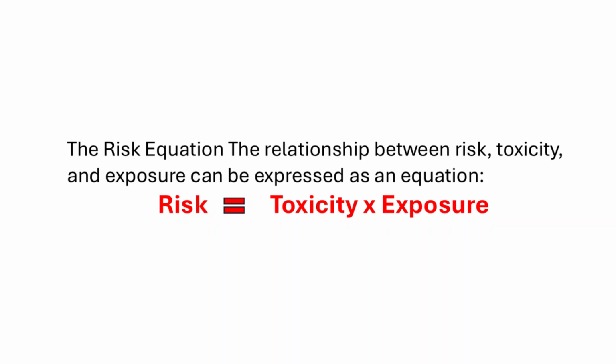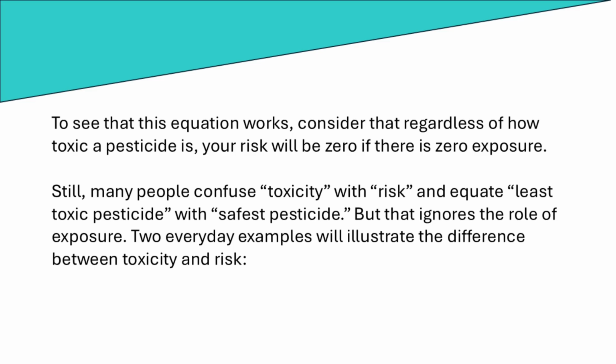The risk equation is the relationship between risk, toxicity, and exposure and can be expressed as an equation: risk equals toxicity times exposure. To see that this equation works, consider that regardless of how toxic a pesticide is, your risk will be zero if there is zero exposure. Still, many people confuse toxicity with risk and equate least toxic pesticide with safest pesticide. But that ignores the role of exposure.